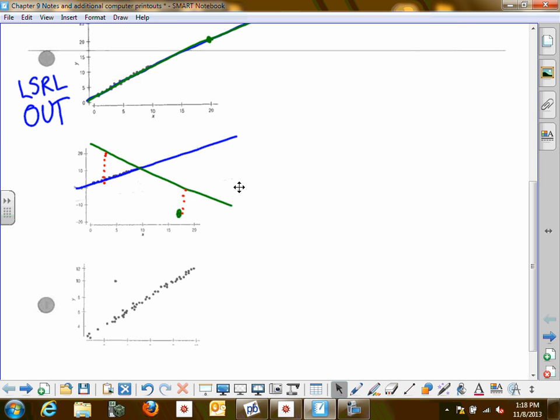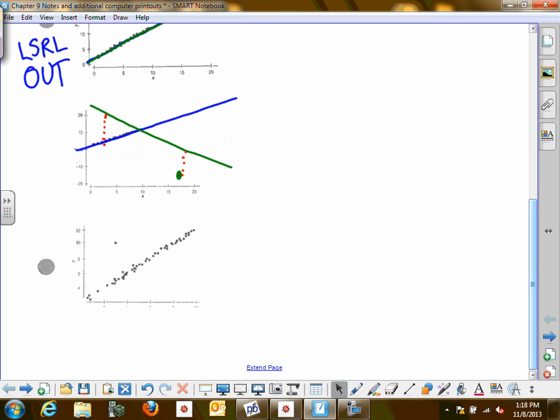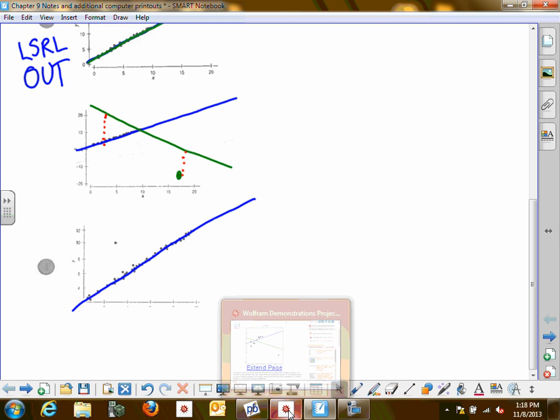Let's do this last one. Draw your blue line without that weird point. And now, what do you think is going to happen when this point is in there? Question: what kind of leverage does this point up right here have? Not as much as the middle edge that goes out. Correct.